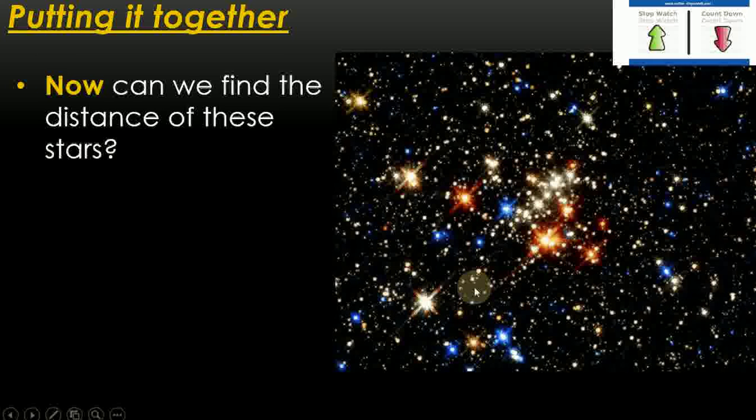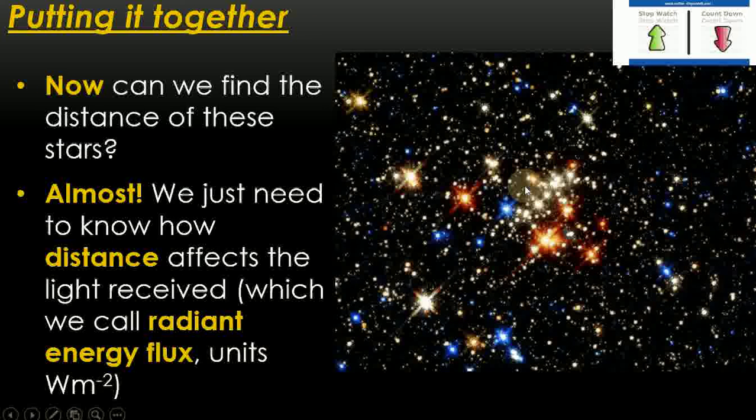Okay, so is it going to be possible now to use Wien's law to find out what their temperature is, and then from their temperature, find their luminosity? Well, almost, but we do need to know how much light is actually being received and how that relates to distance. So, what we call the light received is the radiant energy flux, and it has a unit watts per meter squared. So it tells us how much energy is hitting 1 square meter.